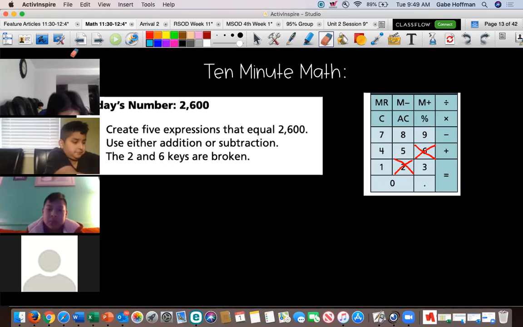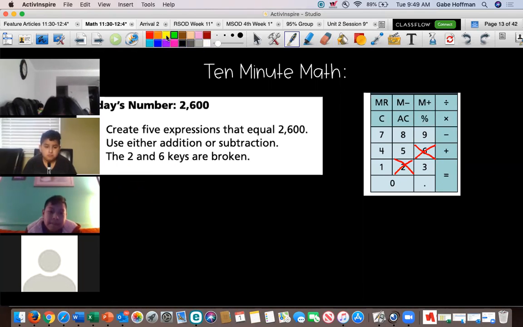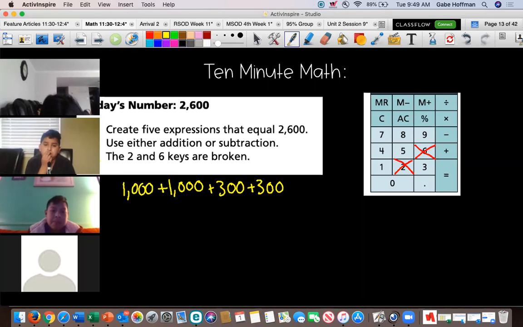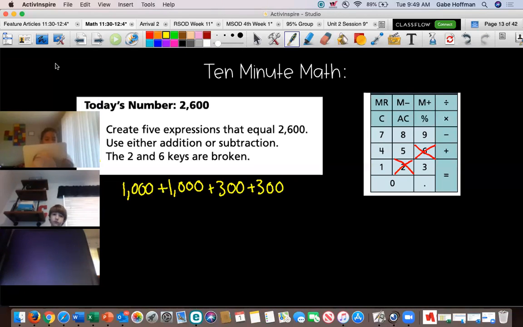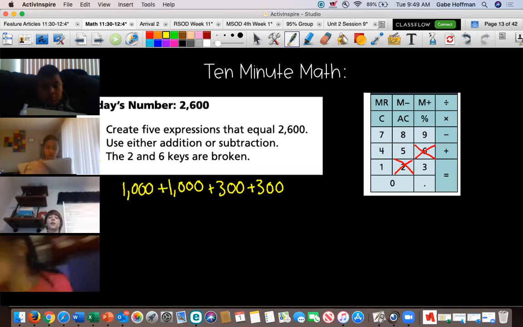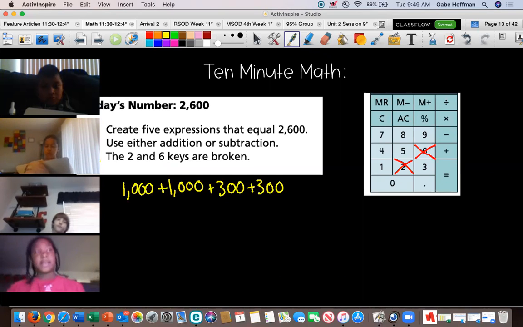Christian, can you unmute yourself and tell me what 2 numbers can you not use in your expression? 2 and 6. So for example, I could say 1,000. I'm going to do a simple one so you guys can't take it. 1,000 plus 1,000. I know that equals 2,000. Plus 300 plus 300. Notice I did not use an equal sign. CJ, why did I not use an equal sign? Because it's an expression, not an equation. Very good. It's an expression, not an equation.